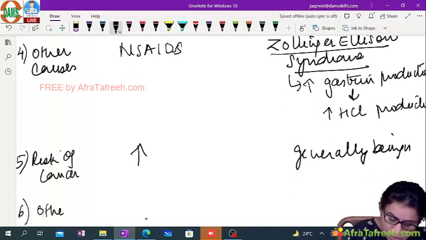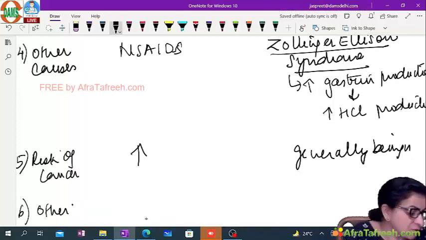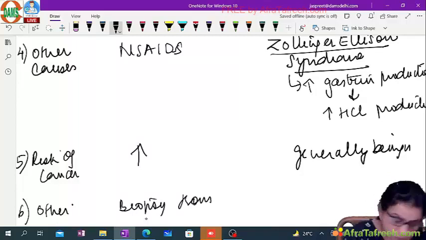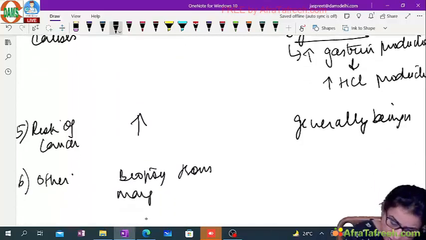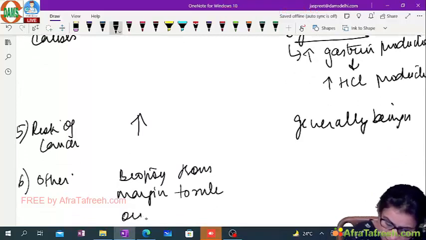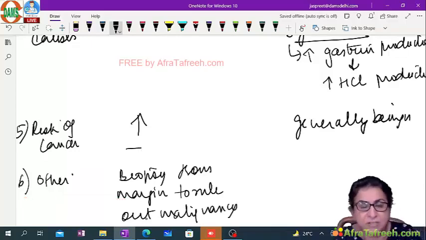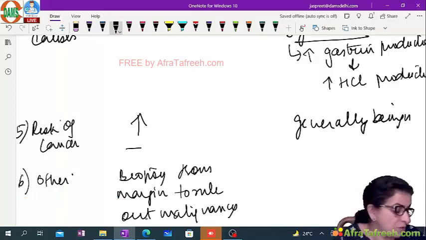What else should you do in case of gastric ulcers? Because there is a risk of malignancy, do a biopsy from the margin of the ulcer to rule out malignancy. So you should do a biopsy because it's associated with increased risk of cancer.